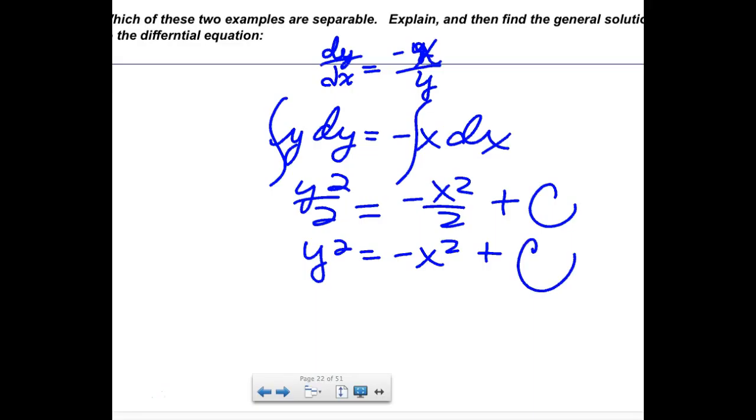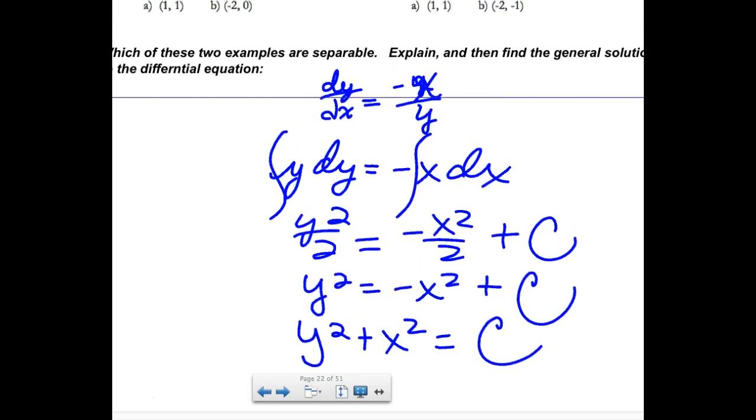Now, if I solved for y, that'd be fine, but I'm going to write it like this so that you can actually see it. What is that? That's the general formula for a circle centered at the origin. What is C in this scenario? It's affecting the radius. Yeah, it's the radius that's changing. It's not like a shift up and down the screen.